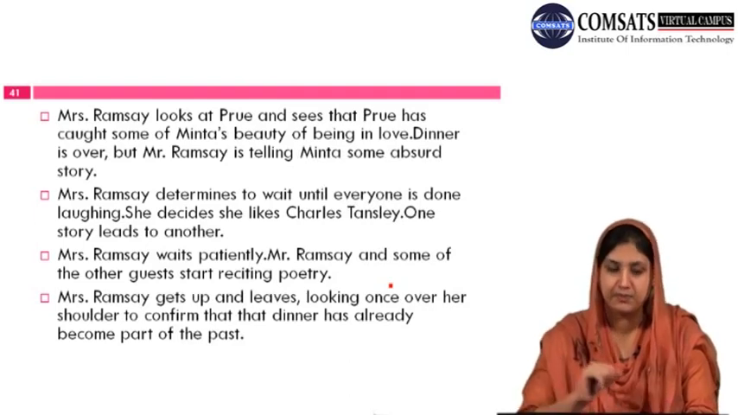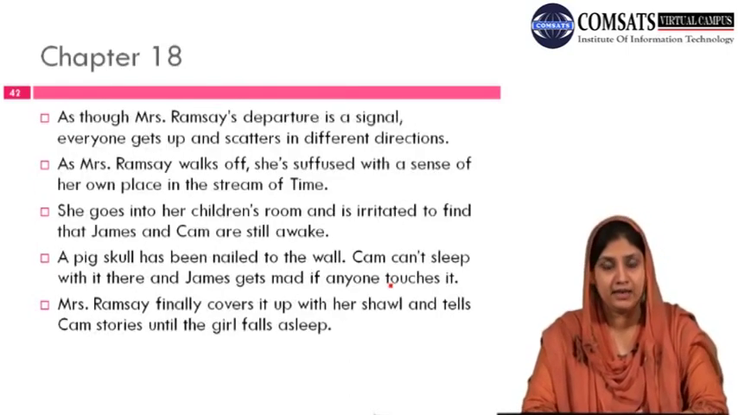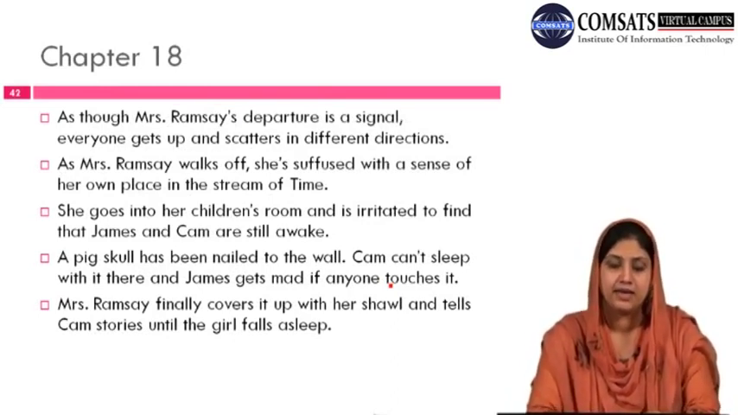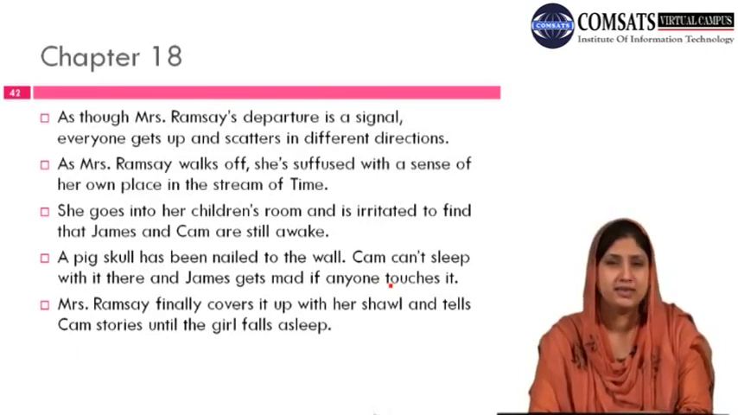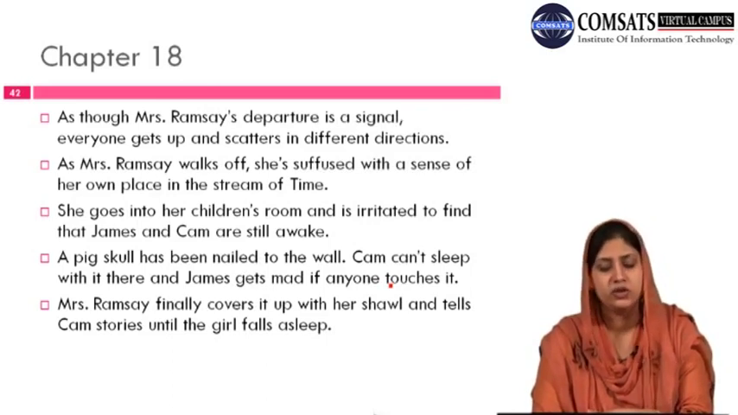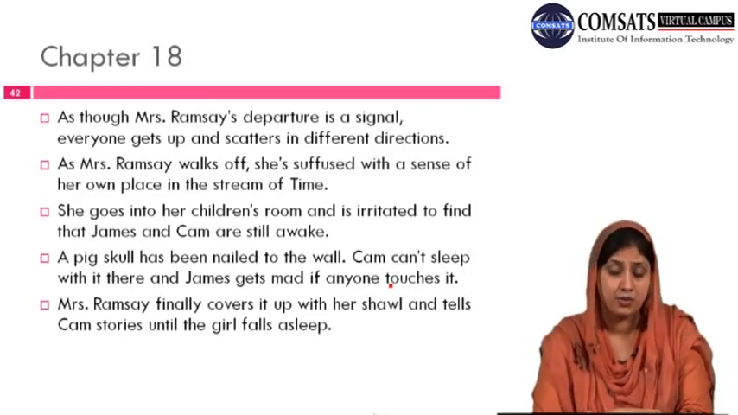And here we are going to start the second last chapter, where the story is reaching its almost end. As though Mrs. Ramsey's departure is a signal, everyone gets up and scatters in different directions, as Mrs. Ramsey was the focal point of keeping everyone together. As she walks off, she's suffused with a sense of her own place in the stream of time. She goes into her children's room and is irritated to find that James and Cam are still awake.